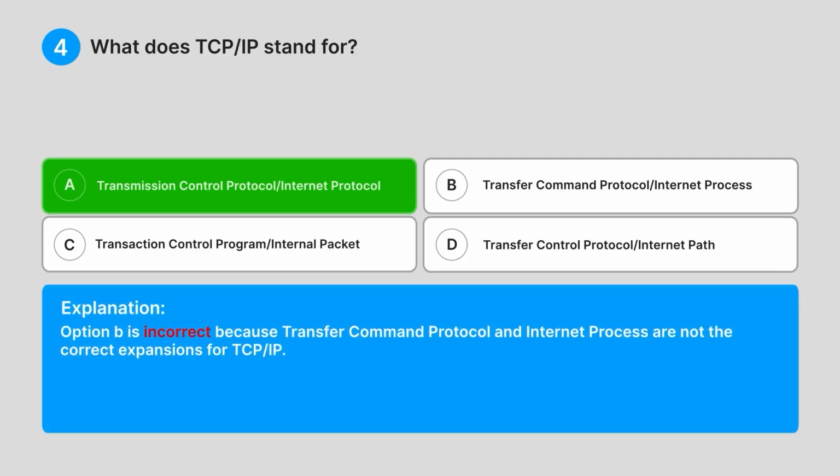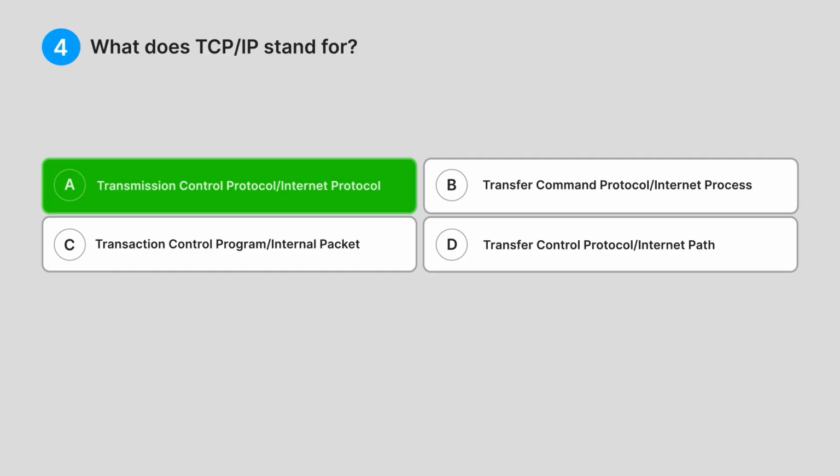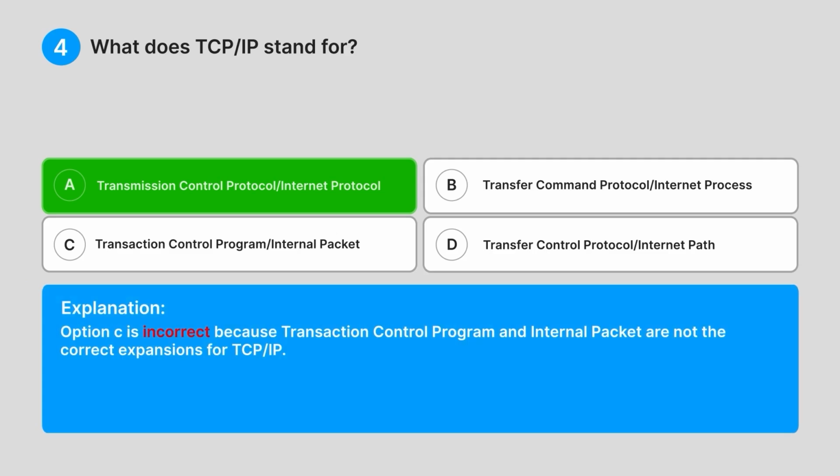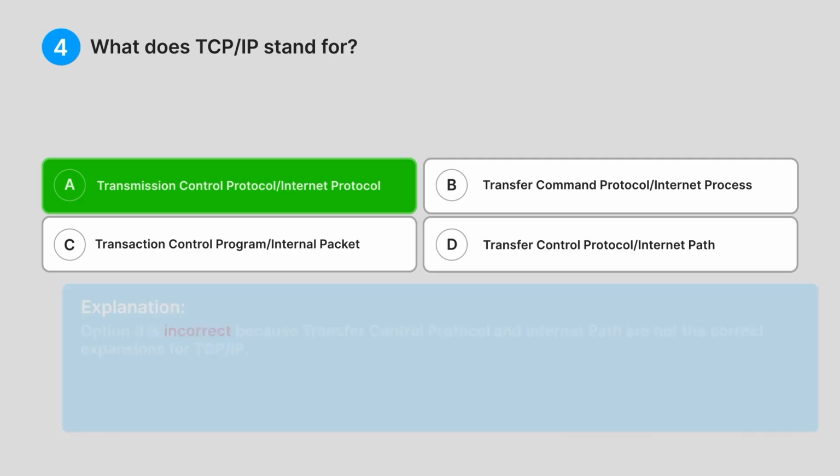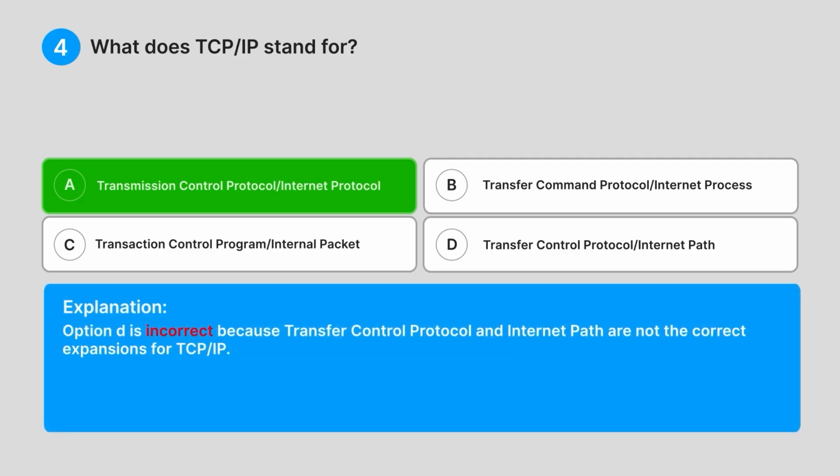Option B is incorrect because Transfer Command Protocol and Internet Process are not the correct expansions for TCP/IP. Option C is incorrect because Transaction Control Program and Internal Packet are not the correct expansions for TCP/IP. Option D is incorrect because Transfer Control Protocol and Internet Path are not the correct expansions for TCP/IP.